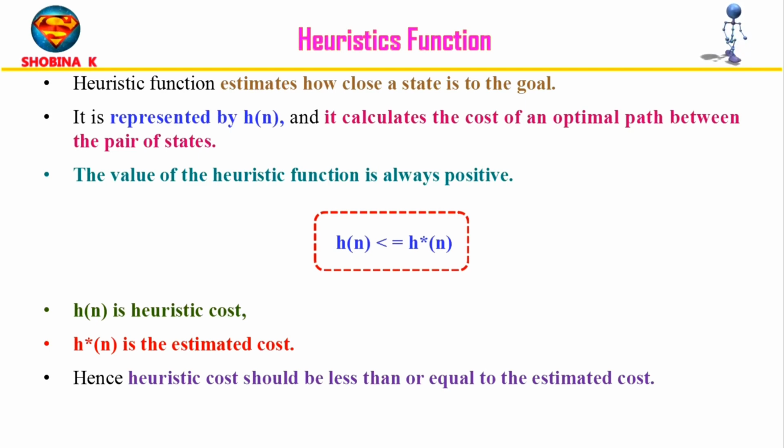The heuristic evaluation function is given by h of n less than or equal to h star of n. H of n is the heuristic cost and h star of n is the estimated cost. Hence, the heuristic cost should be less than or equal to the estimated cost.